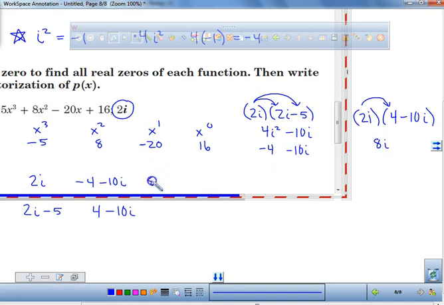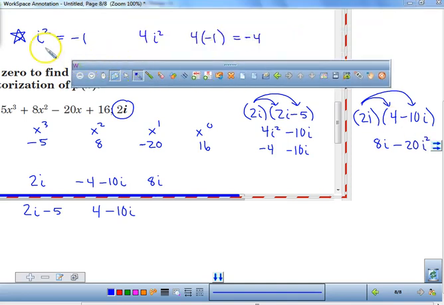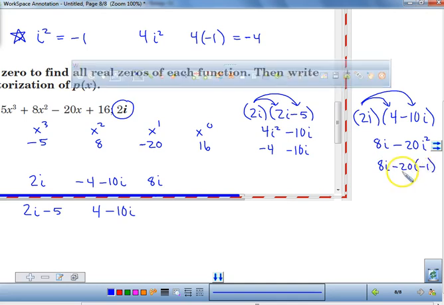So right here, I'm going to write 8i. Now 2i times a negative 10i is a negative 20i squared. But what we talked about was every time you see an i squared, what do you need to think it's? Negative 1. So I'm going to say 8i minus 20 times a negative 1. And what does that become? That's right. So yes, 8i. Put plus a 20.